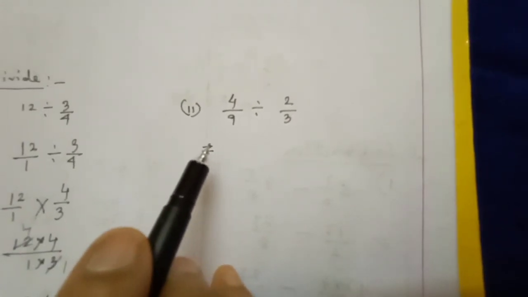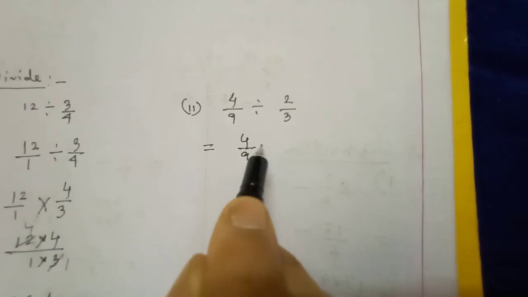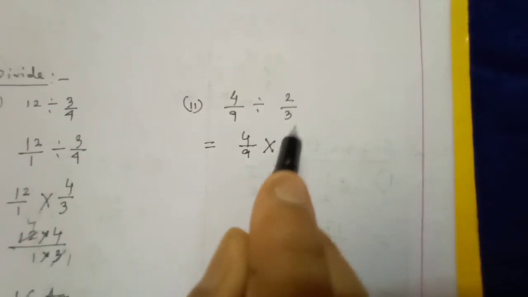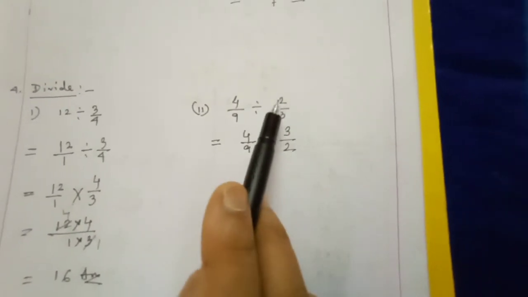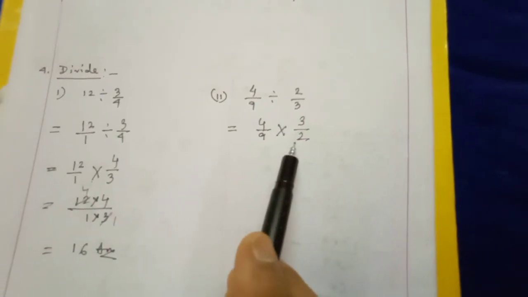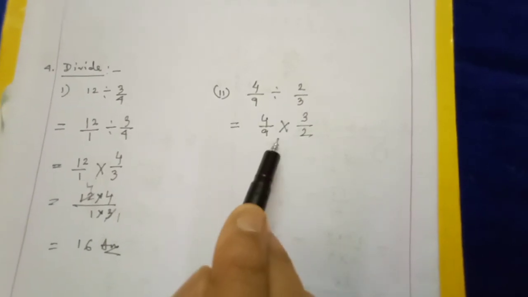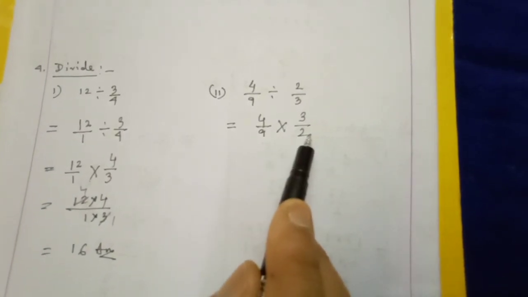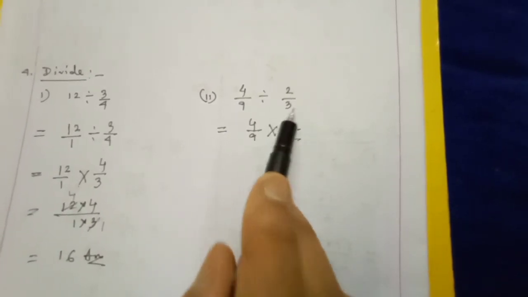Revision sums. Tomorrow I will give decimal sums. So 4 by 9 divided by 2 by 3, make the reciprocal 3 by 2. The denominator becomes the numerator and the numerator becomes the denominator. This is known as the reciprocal. When you are multiplying, the division sign changes to a multiply sign, and the number on the right side of the division sign will also change.